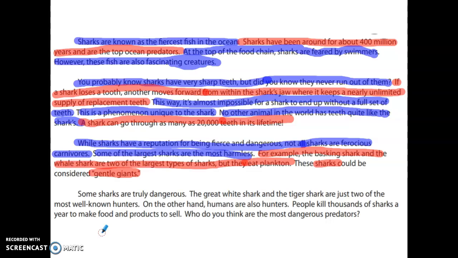Some sharks are truly dangerous. I think that is a known fact. That's not something that would be new to a reader. The great white shark and the tiger shark are just two of the most well-known hunters. That I'm going to highlight as red because it gives me the actual species, a great white shark and a tiger shark. I'm going to say that that's probably an important detail in this paragraph.